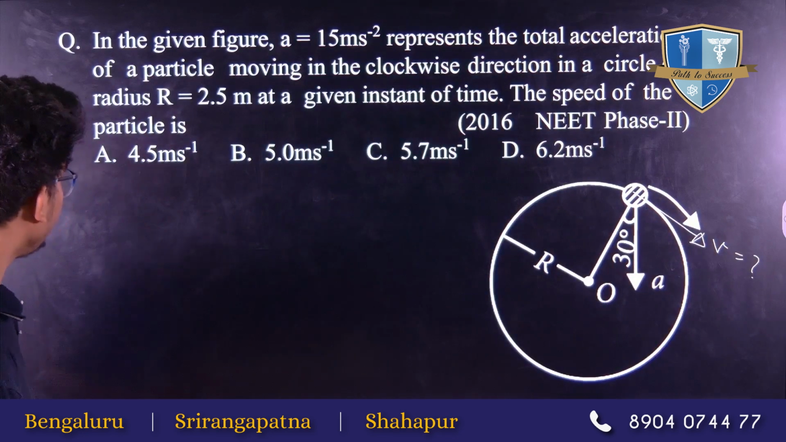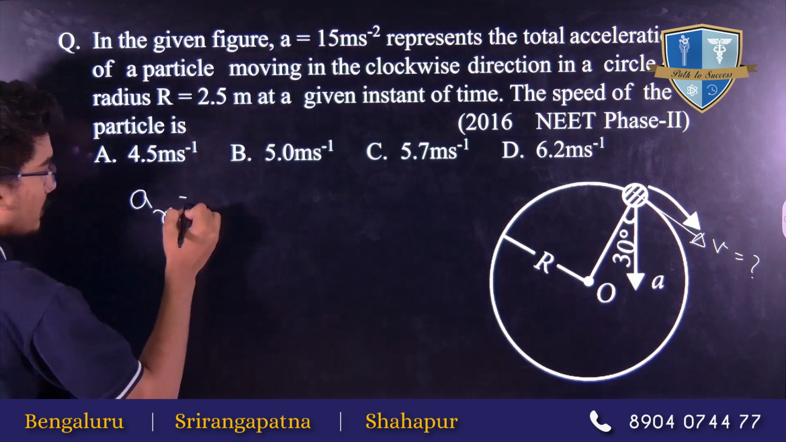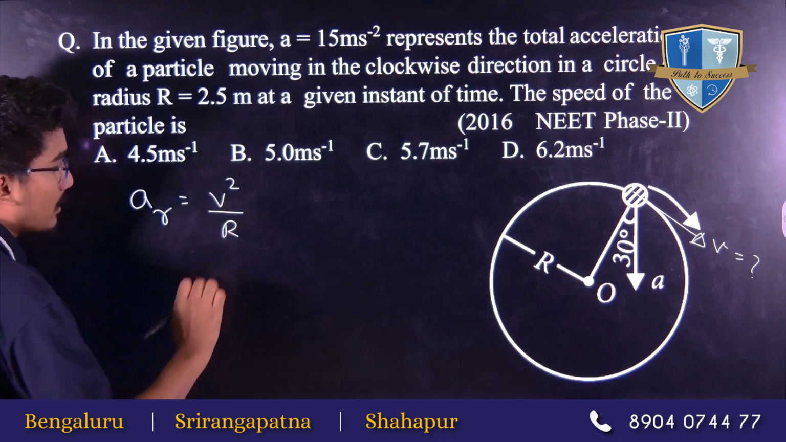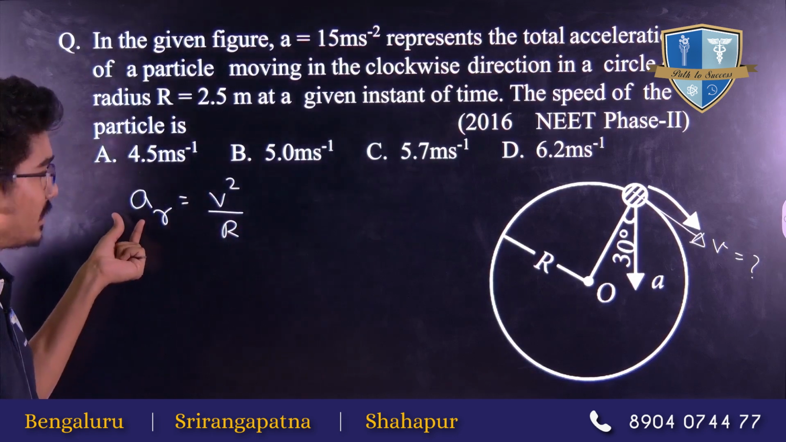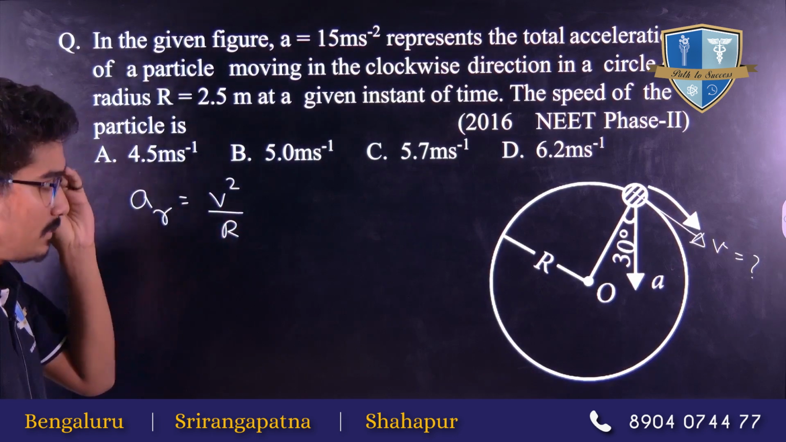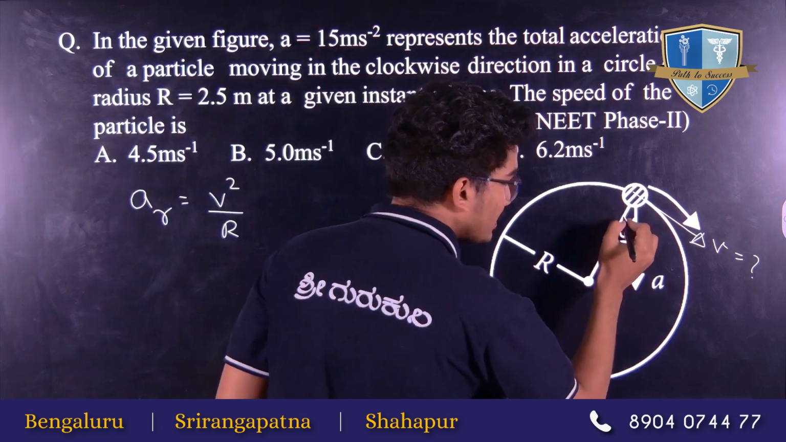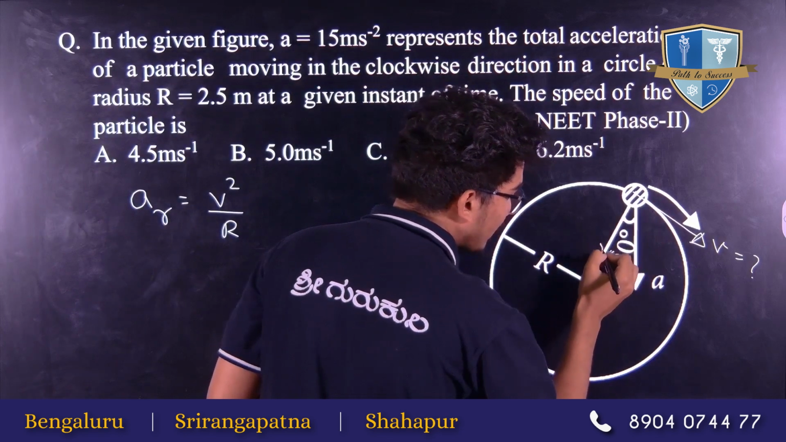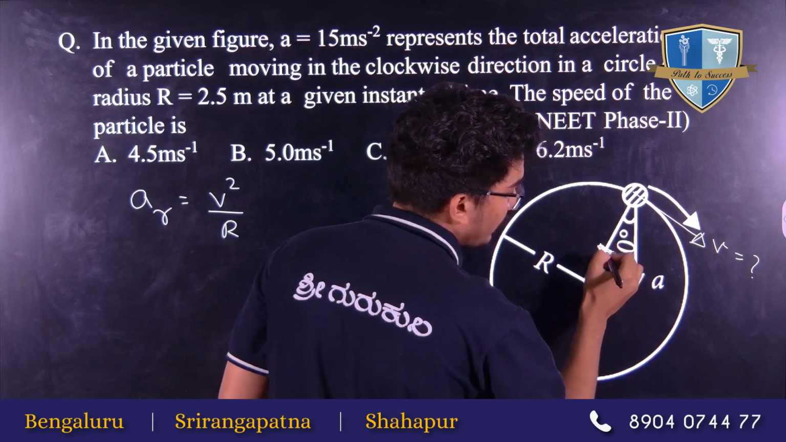Now we know that radial acceleration is equal to v square by r. So if we can find radial acceleration, we can find the velocity. So what is radial acceleration? Acceleration which is pointing towards the center.